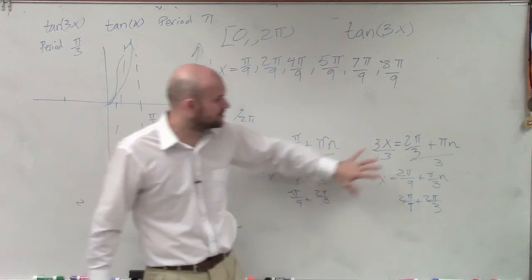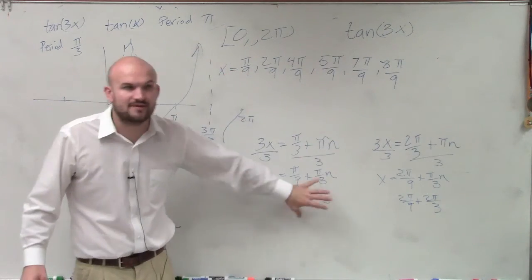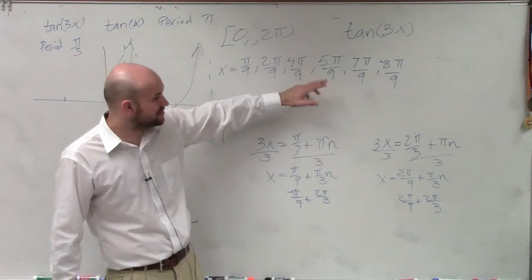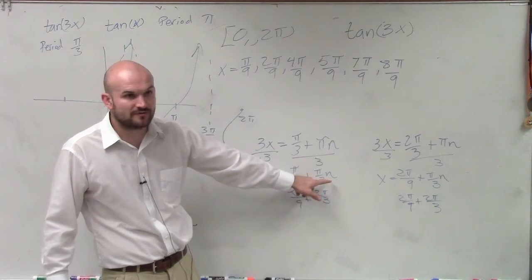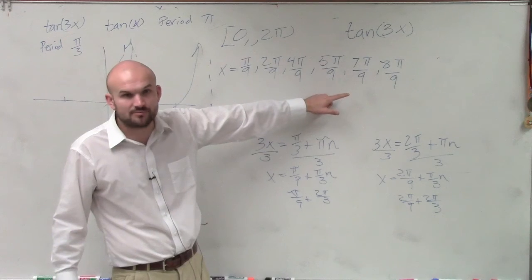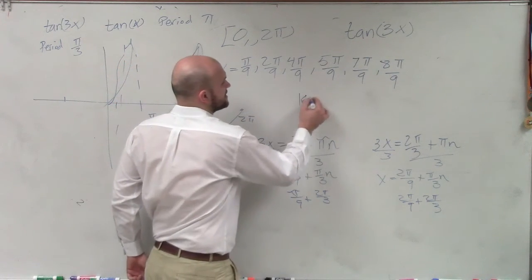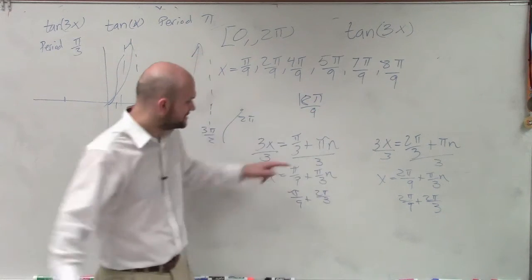Again, the question only asked you to do these, so that's fine. But I wanted to at least introduce that when you want to find all the solutions, you just keep adding in numbers for n until you get up to where you can't compute more than between 0 and 2 pi. Now notice 2 pi is going to be 18 pi over 9. So I'm just going to keep on adding numbers.